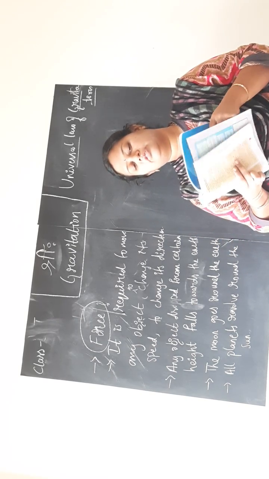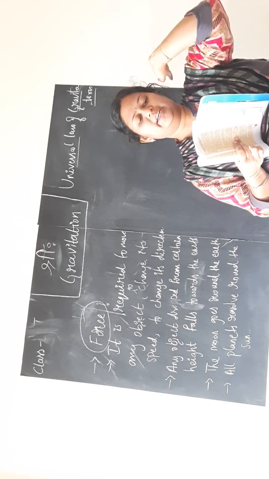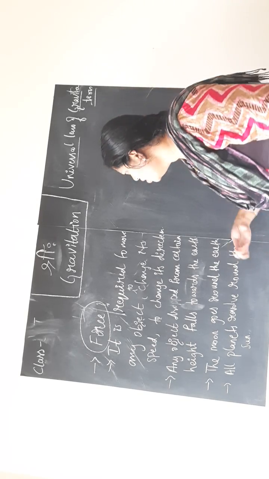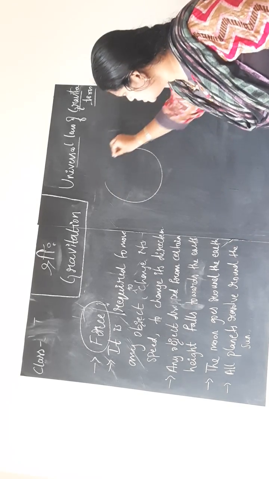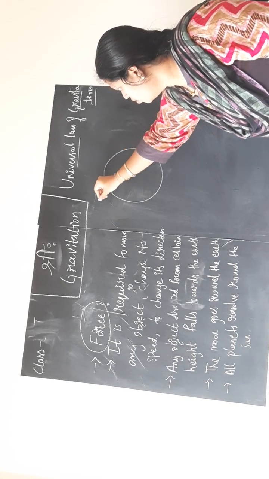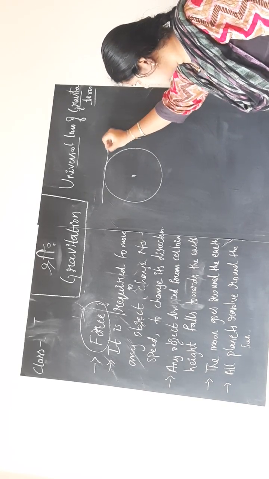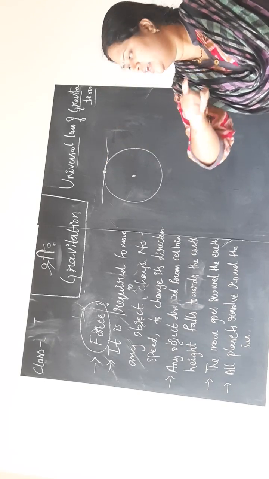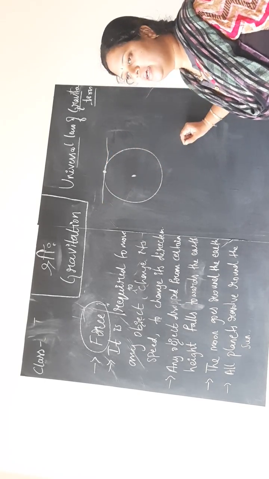In the absence of this force, the stone flies off along a straight line. I said this straight line will be a tangent to the circular path. What is a tangent? You know what a circle is. This is the center point of the circle. If you draw a line to a circle so that the line touches the circle at only one point, then that line is called a tangent.